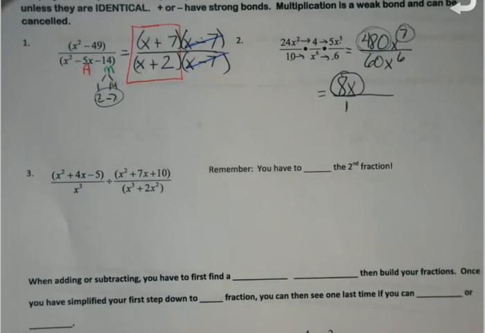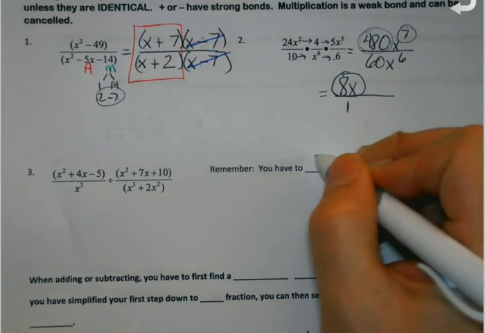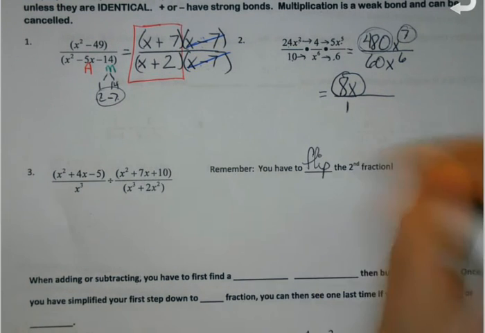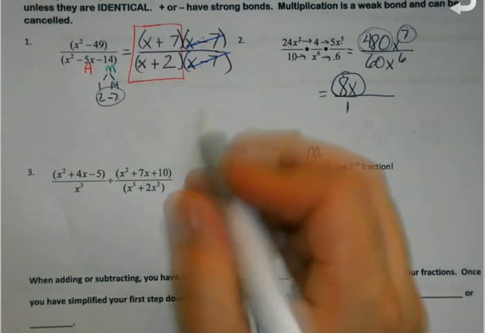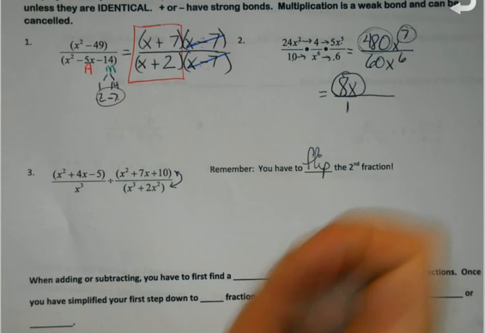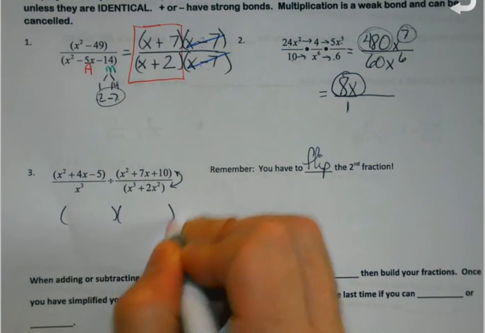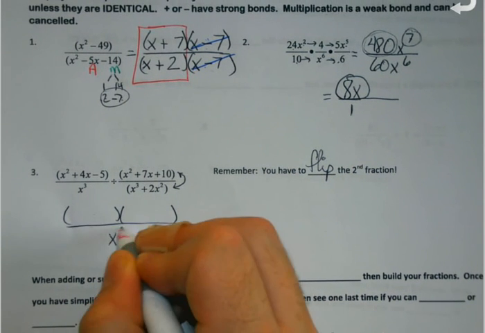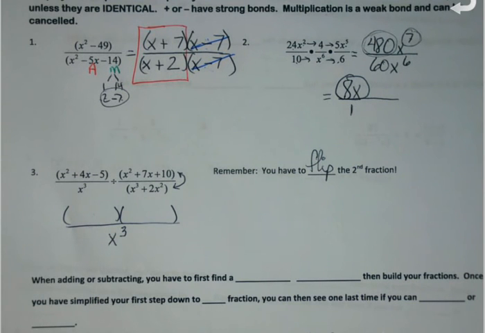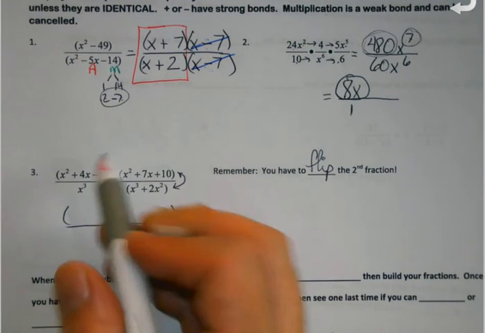Okay, number 3, we've got some division. Reminder, you've got to flip the second fraction over. So not only am I going to have to factor stuff, but I'm also going to have to make sure that I do that when I get there. So same thing again.